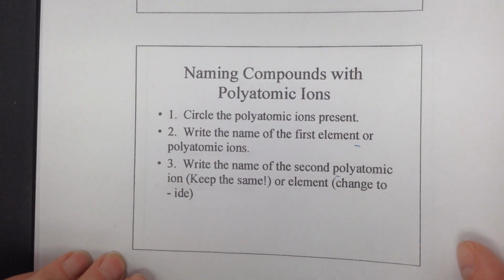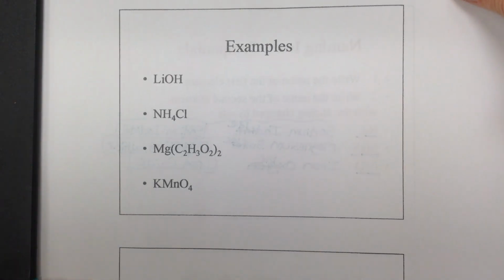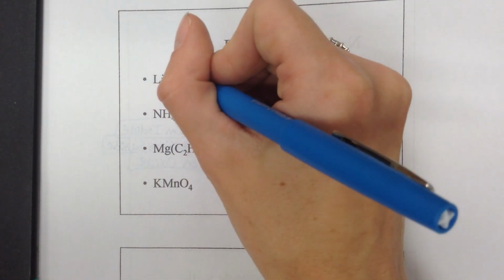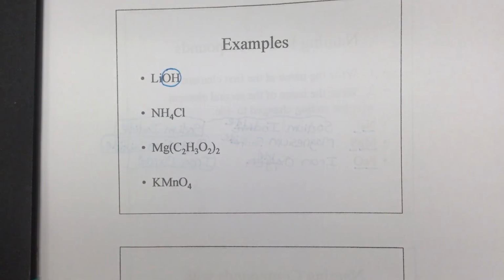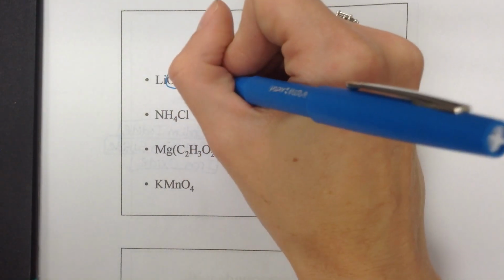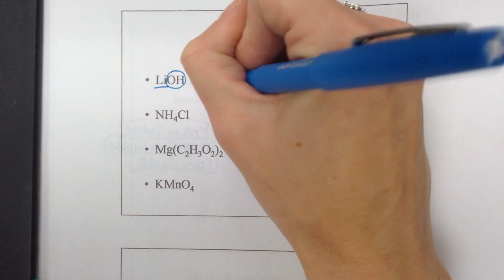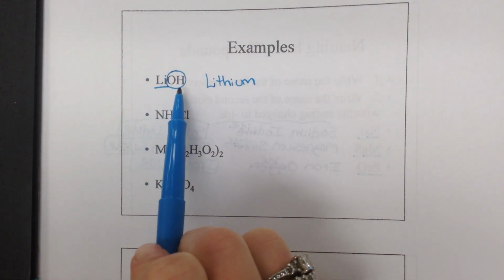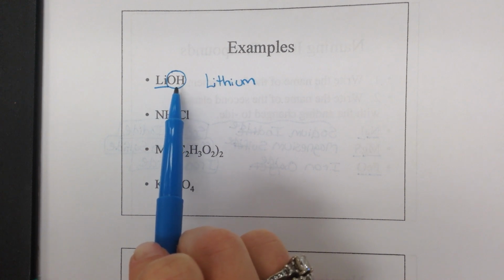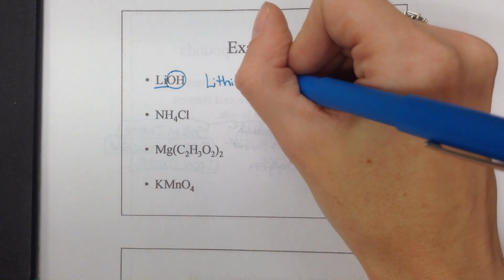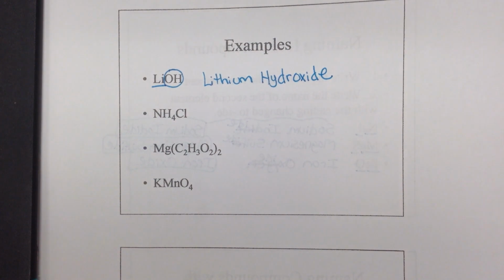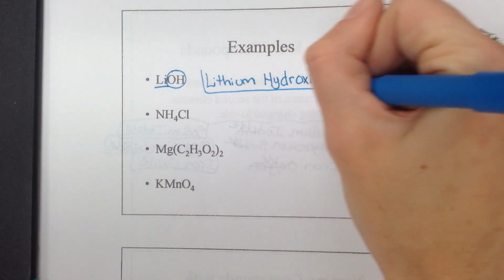So let's go ahead and look at our examples. Okay, so step 1 said if you have a poly, circle it. And folks, here is a poly. So now it's named as normal. You name the first element as is, so that first element right there is lithium. And we know the second chunk is a poly. Polys are clustered. They don't get separated. That OH is hydroxide. And the rule said that you don't change the ending of a polyatomic ion. You name them as is. So there it is, lithium hydroxide.